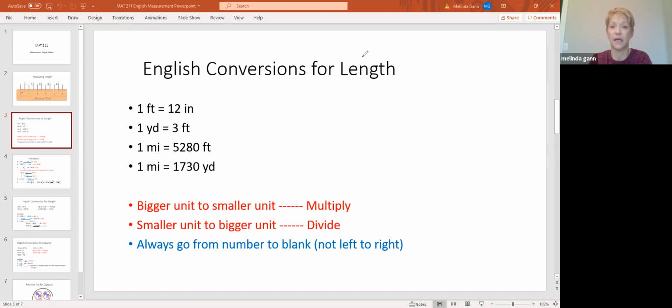When we go to work some in a minute, you don't go left to right. You go from the number to the blank. What am I talking about? Here's what I'm talking about. Now, you need to stop the video and write all this in your notes. Stop the video and write down the English conversion factors and these 3 statements in your notes. When you've got all 3 of these conversion factors, these red statements and that blue statement, then I want you to go ahead to the next slide, because you need this beside you when we're working the next slide.